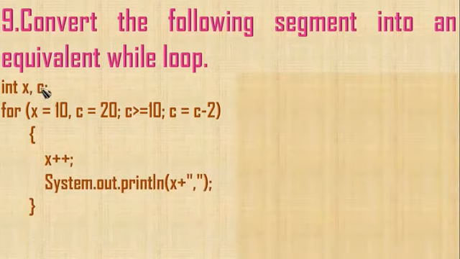See, x and c are declared, and both values are initialized inside the for loop. The condition given is for c: c is greater than or equal to 10, and c is being decreased by 2. You should be a little bit careful here, because c = c - 2 will be done only after executing the body.